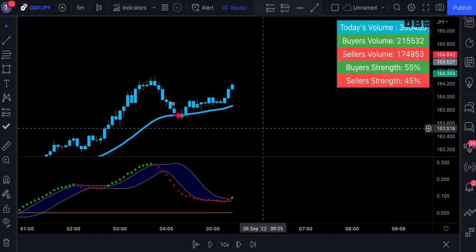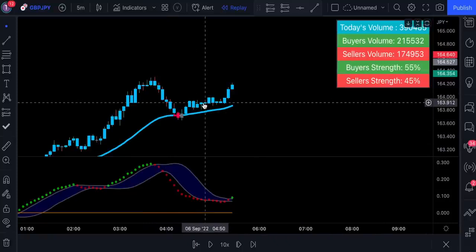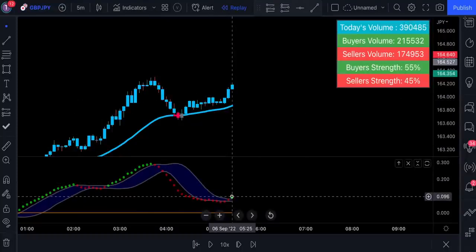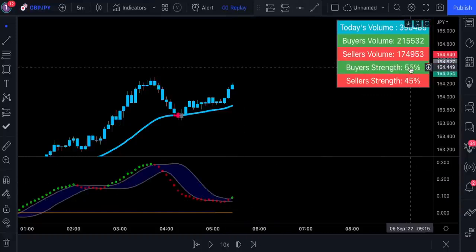So here we see the price action made a valid pullback. The MACD indicator issued a new continuation long signal, and the buy strength is 55%.